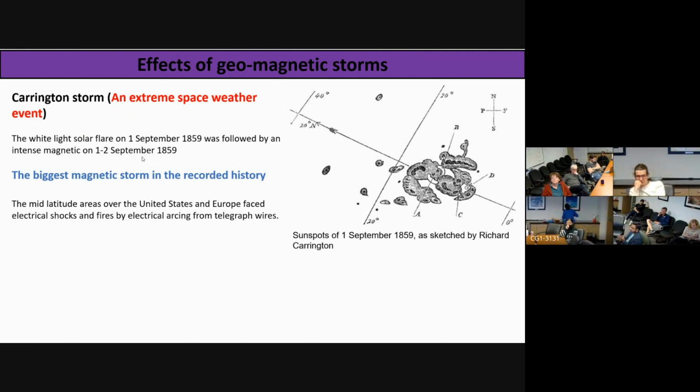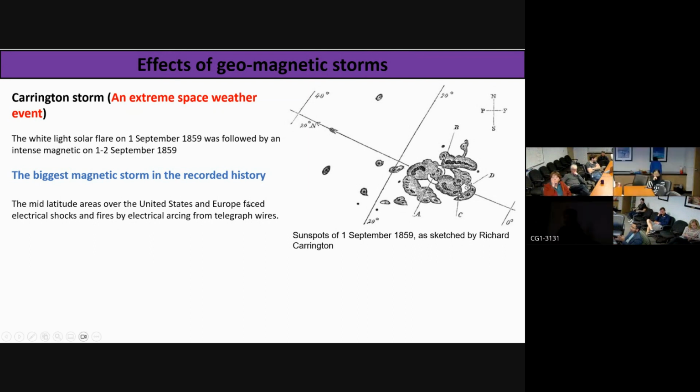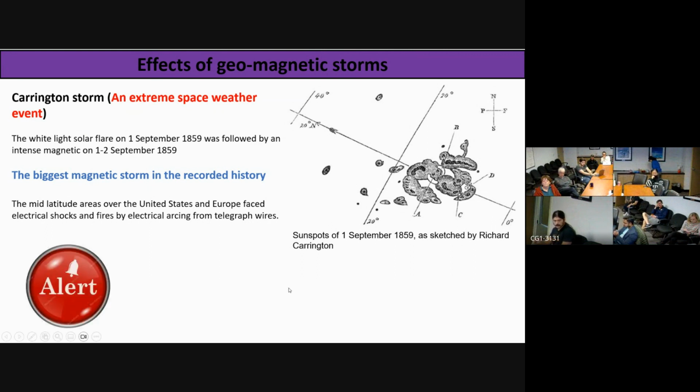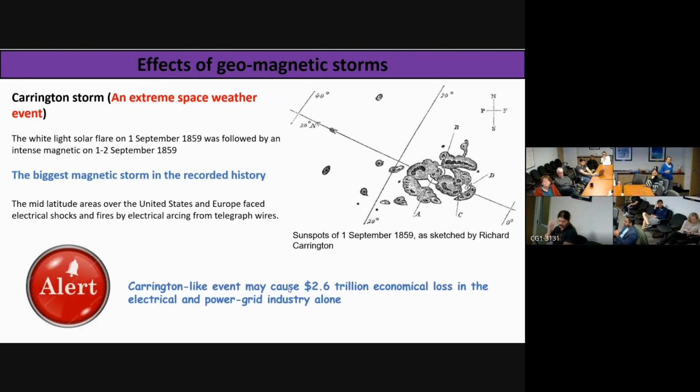As a result, the mid-latitude areas over the United States and Europe faced huge electrical shocks and fires. Now, remember that in that era, the only vulnerable telecommunication system was the telegraph wire. But if this kind of event occurs in the current era, then the estimated cost could be 2.6 trillion or equivalent to something.